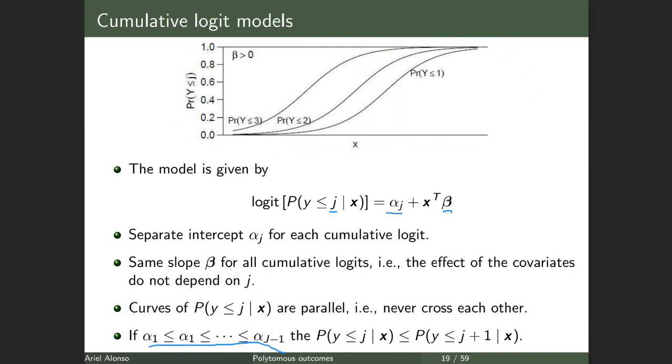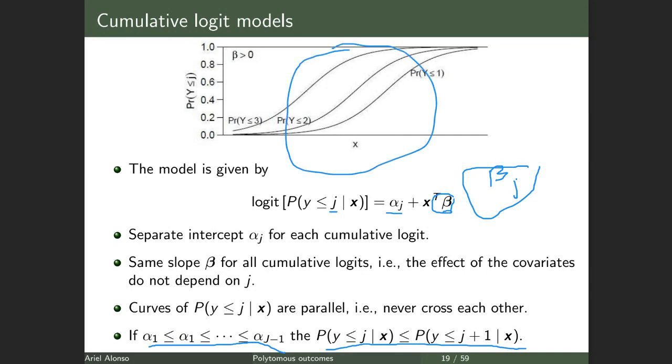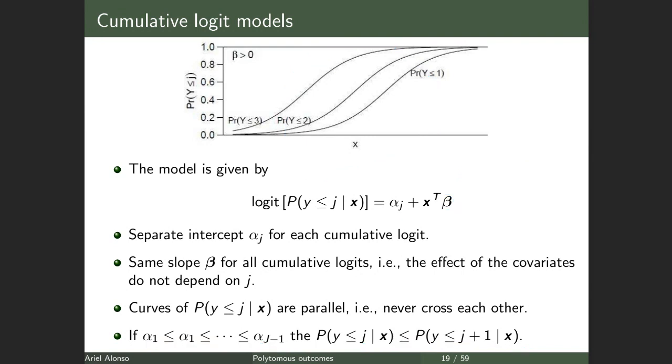If you consider different betas, if beta depends on J, like in the baseline category model, a beta J, then this property may not be true for all values of X. These curves over here may cross. And then you may get a weird situation in which the probability of having a response smaller or equal than 2 is smaller than the probability of having a response smaller or equal than 1. And that doesn't make sense. So if you assume that the beta doesn't depend on J, and only the intercepts do, then you don't get that problem. The probabilities will respect this natural order, which is what you could expect in this case.